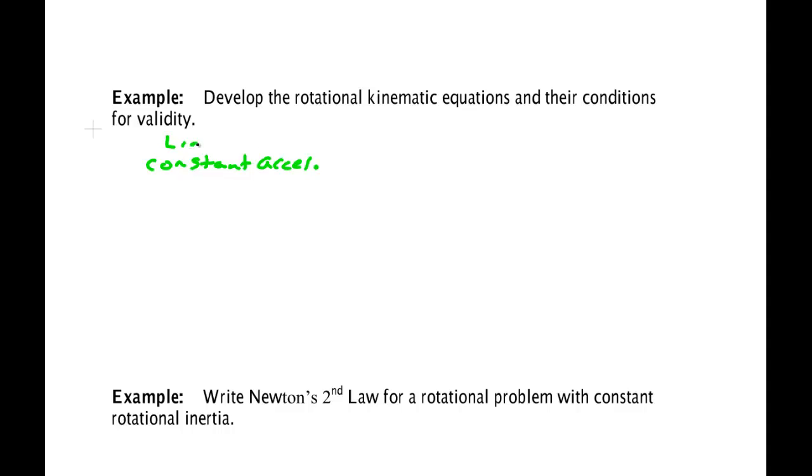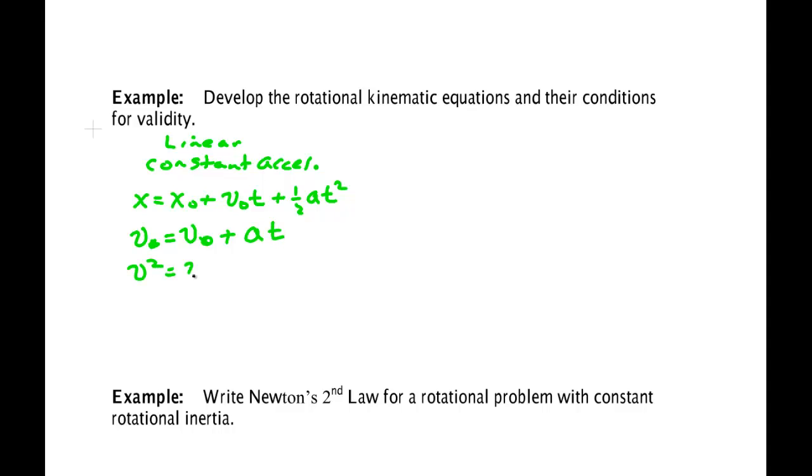That's in linear land. And we had these equations. X was the initial position, initial velocity times time, plus 1/2 the acceleration times time squared. We also knew the final velocity was equal to the initial velocity plus the acceleration times time. And the final speed squared was the initial speed squared plus 2 times the acceleration times the change in the position.